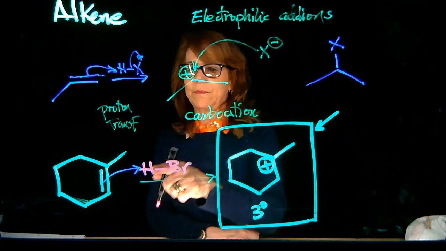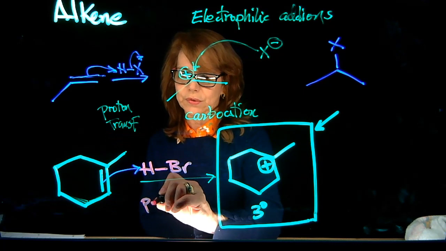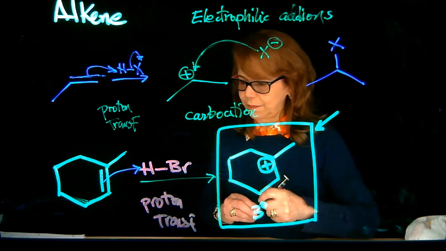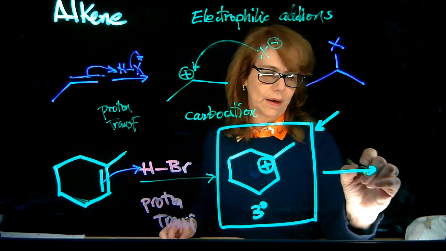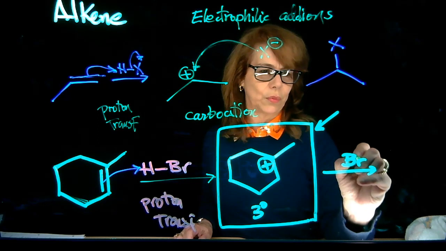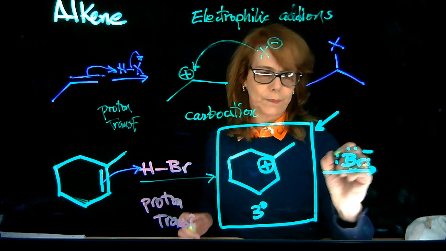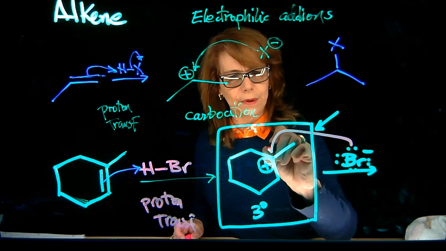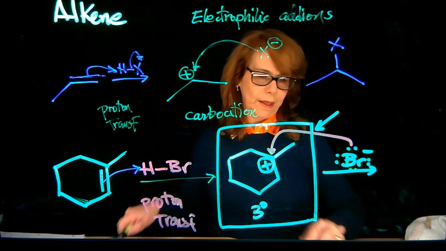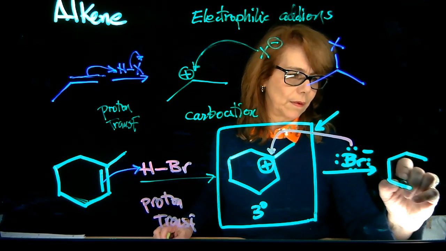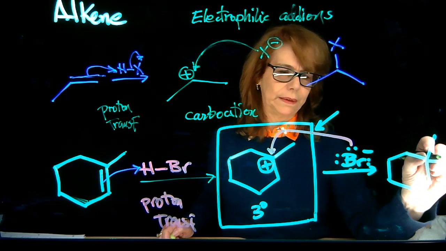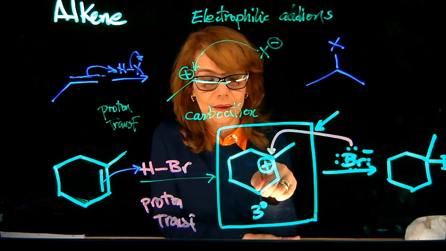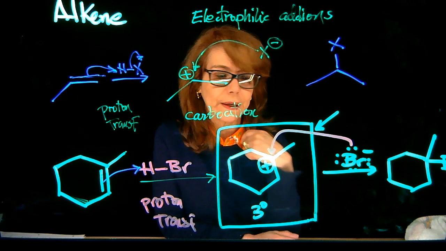Now, the first step was proton transfer, similar to what we did before. In the second step, we will have a nucleophilic attack. And my nucleophile here is bromide. And now I am going to have that attack over to the carbocation and have my final product with a methyl and a bromine here, and not the other product with the bromine in a different position.